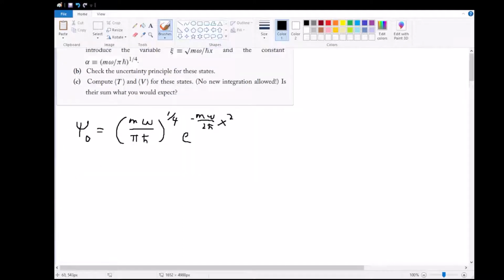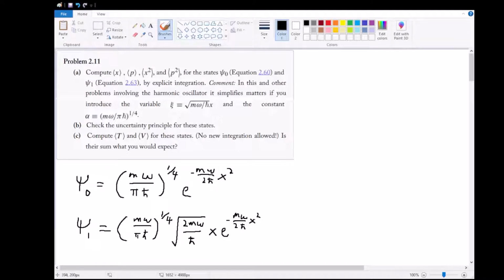And then we also have the first excited state, psi 1, which is equal to this same m omega over pi h bar to the 1/4 term, multiplied by the square root of 2m omega over h bar, multiplied by x times e to the power of negative m omega over 2h bar times x squared.